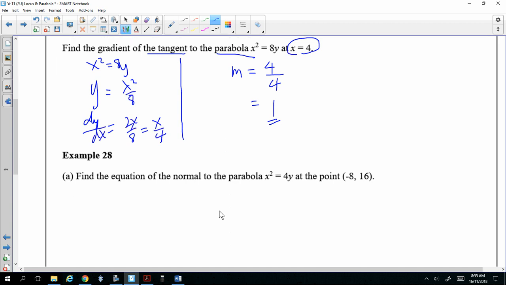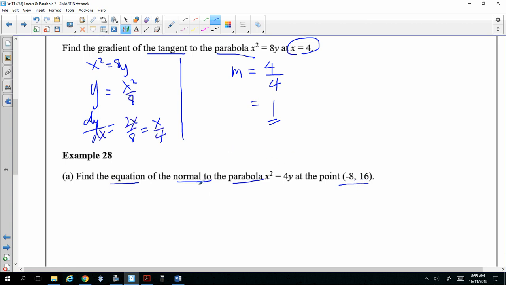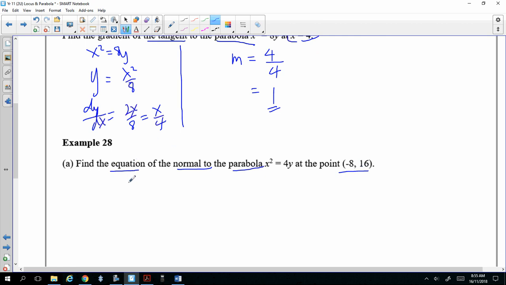Hopefully you're ready. Okay, let's try the next one. We're going to find the equation of the normal to the parabola at the point negative 8, 16. Okay, let's start now. So what you do is you make y the subject again. x squared equal to 4y. Make y the subject. x squared over 4, like this. And then we're going to differentiate it.